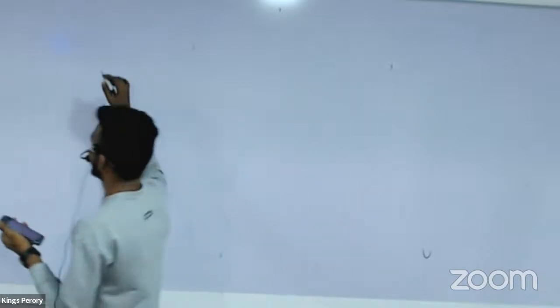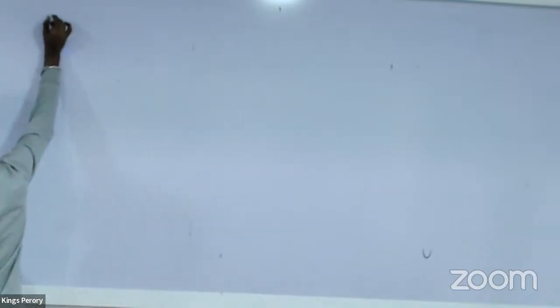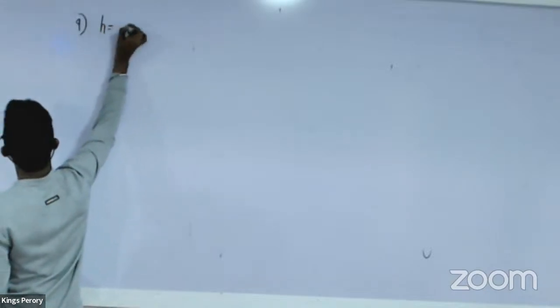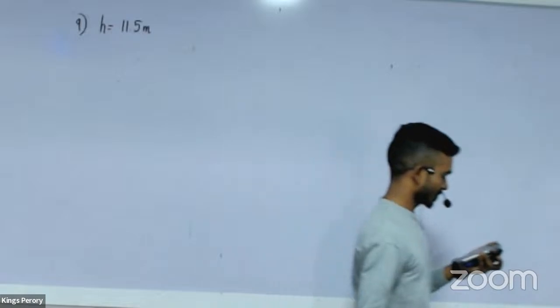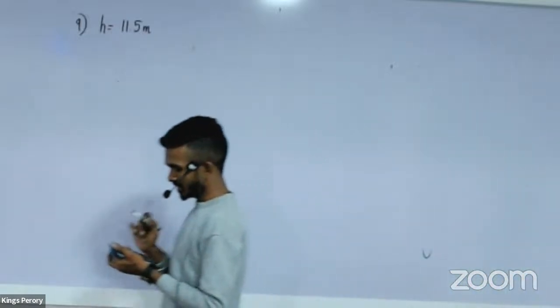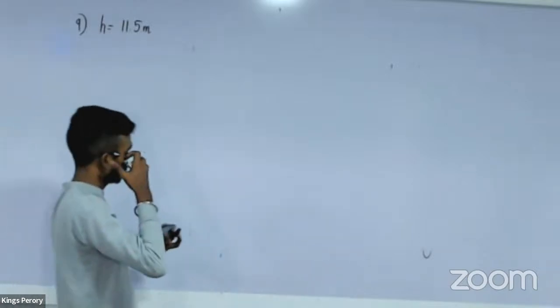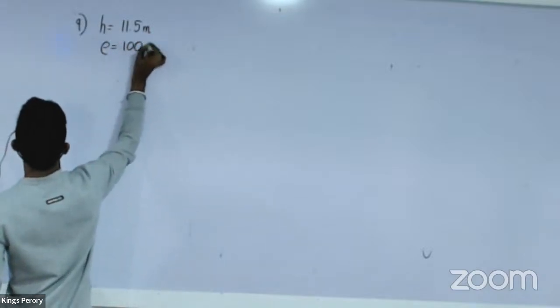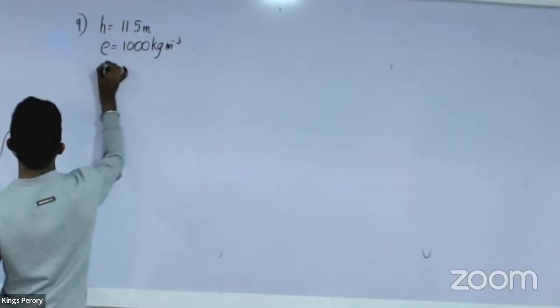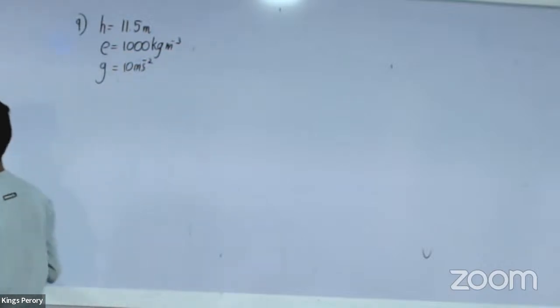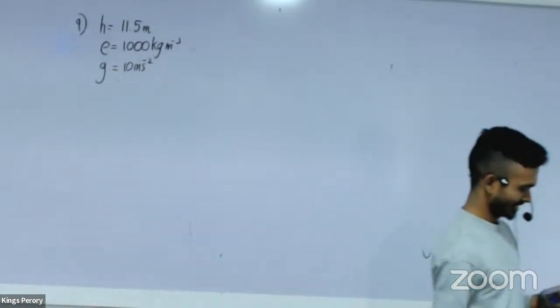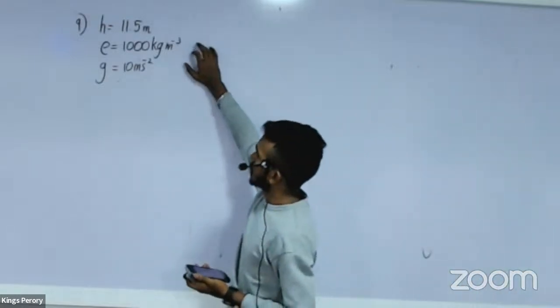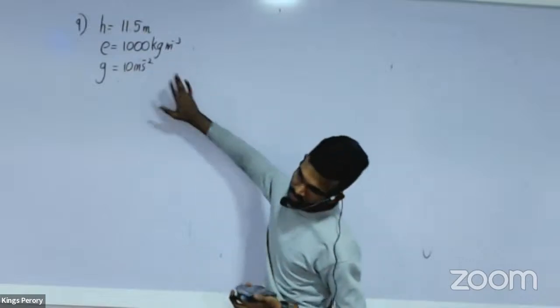Diving at a depth of 11.5 meters. Inside brackets, density of water 1000 kilogram per meter cube, gravitational acceleration 10 ms to the power minus 2. Work.